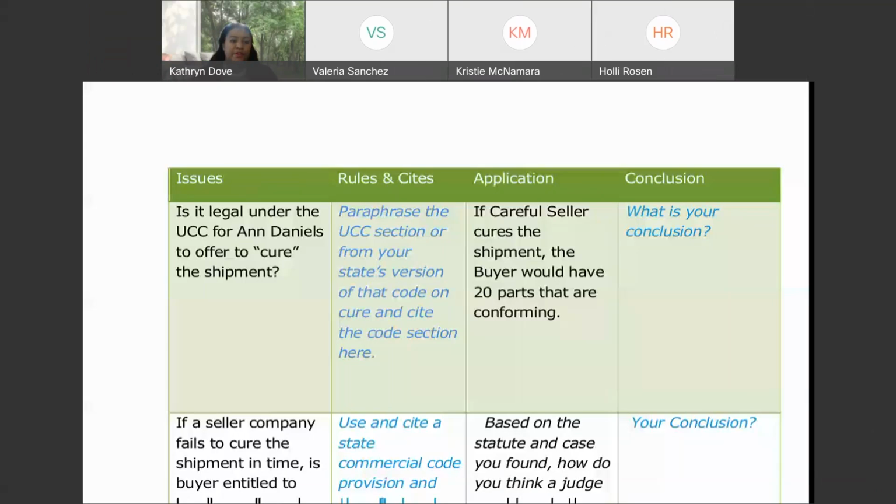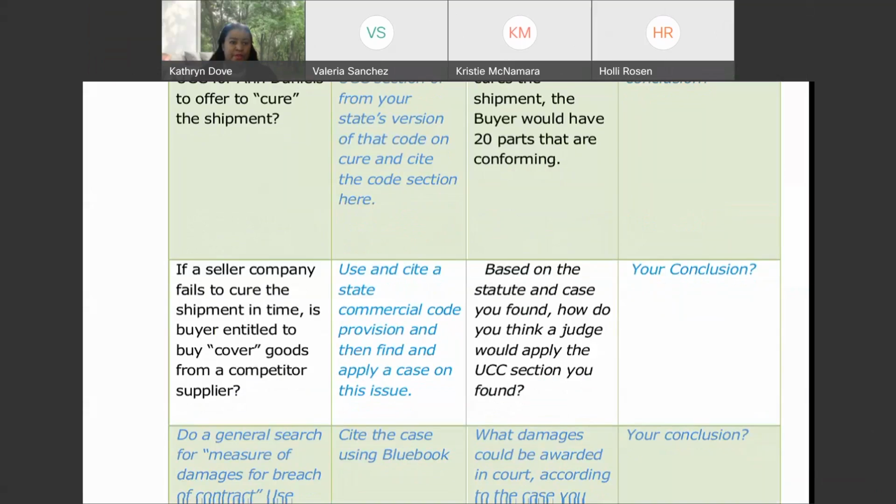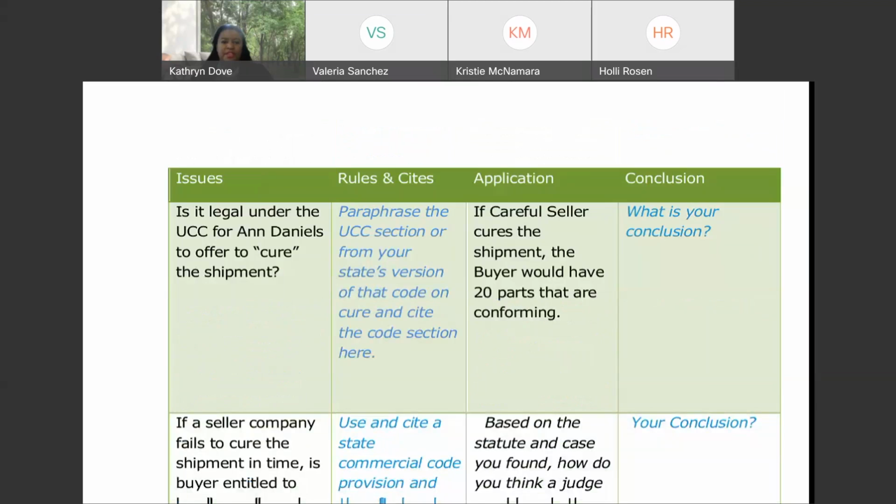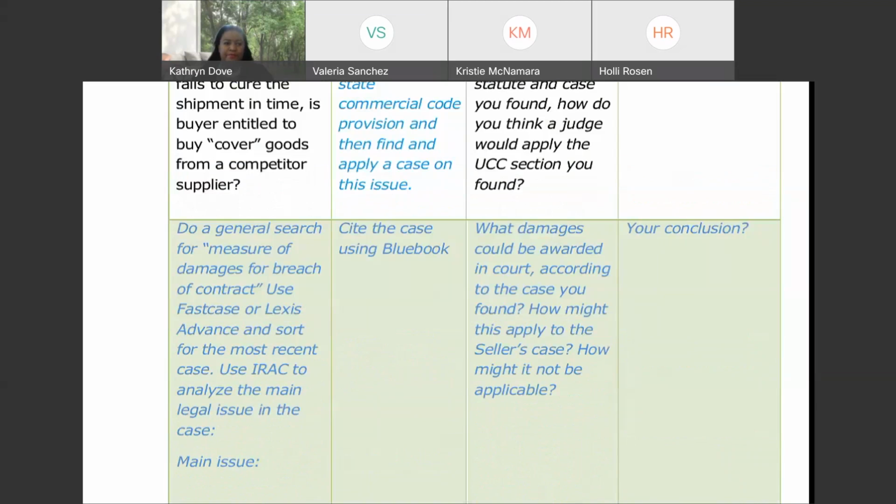So here is the issue. If a seller fails to cure the shipment in time, is the buyer entitled to buy cover goods? And then you would simply cite to the UCC provision on cover and then apply it. How do you think a judge would apply the UCC section? And then what would your conclusion be in our scenario?